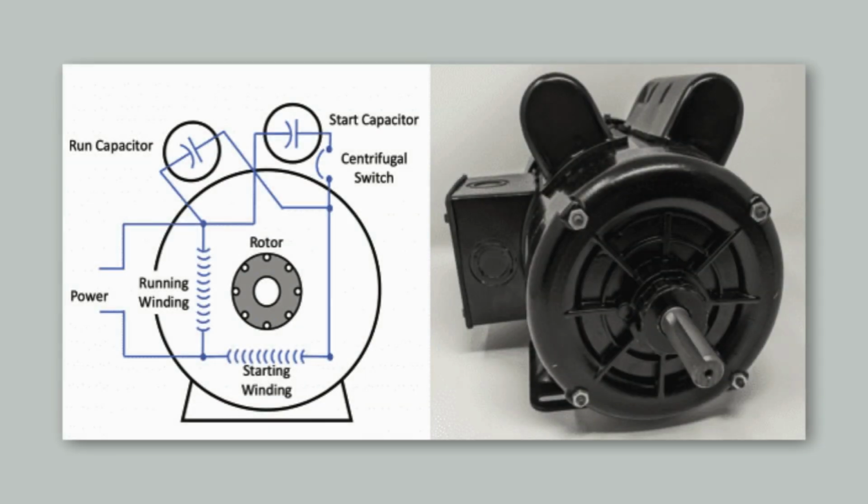Now this figure shows the diagram for the capacitor start capacitor run motor along with the actual picture of the motor. In this we can clearly see the two capacitors connected with the main and the auxiliary winding. One is the running capacitor and one is the starting capacitor. The starting capacitor is connected with a centrifugal switch. That means as soon as the rotor achieves its rated speed, the centrifugal switch gets open and the starting capacitor gets disconnected from the stator winding, and only the running capacitor gets connected with the stator winding.